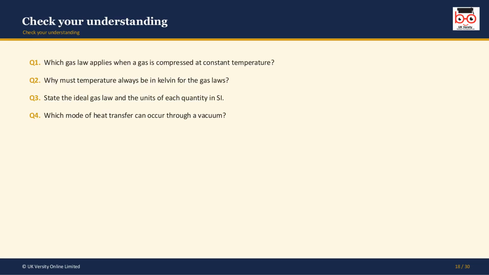Let's pause for a quick check. First, which gas law applies when a gas is compressed at constant temperature? Second, why must temperature always be in Kelvin for the gas laws? Third, can you state the ideal gas law and give the SI units of each quantity? And fourth, which mode of heat transfer can travel through a vacuum? Have a think before we press on.